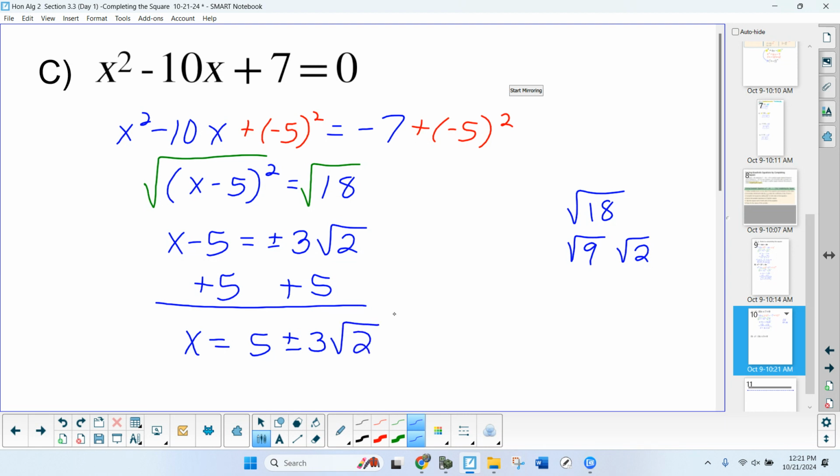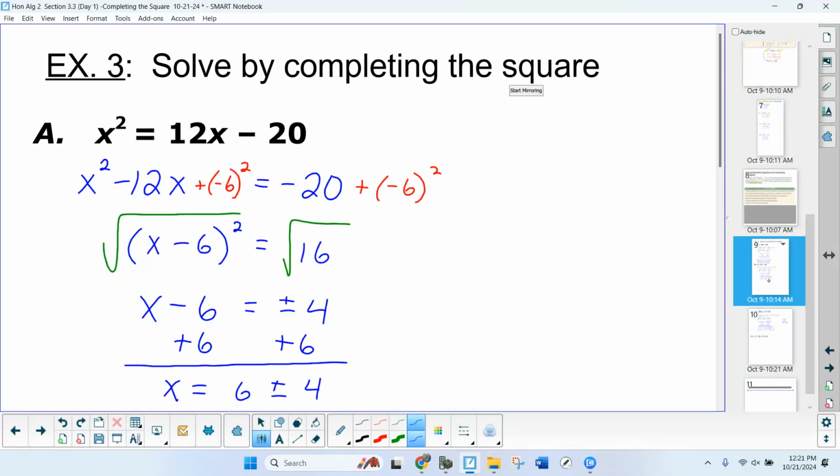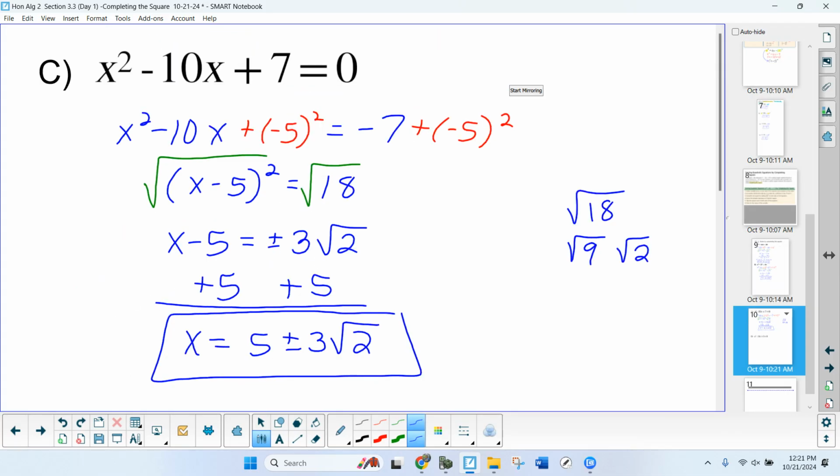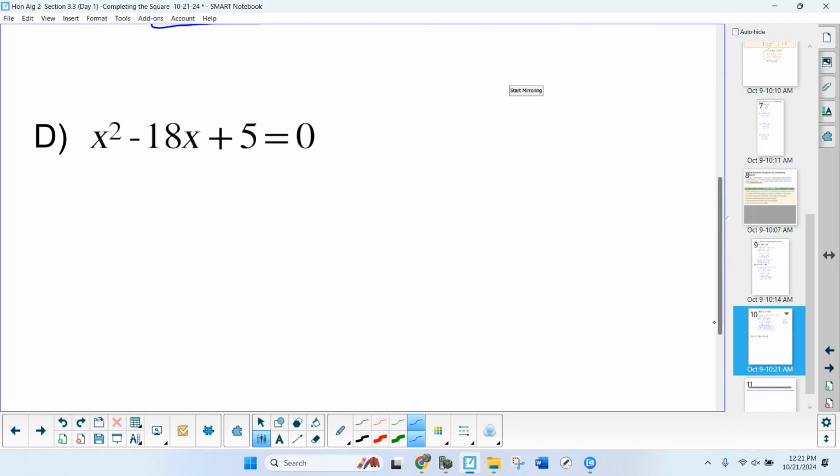Good. I want you guys to see, when do you work this out? You work it out when it's a perfect square. Do you see here? You had the square root of 16, which is 4. Then you're going to keep going and give me 2 whole numbers for answers. But here we can't go any further. All right, last one. Go.